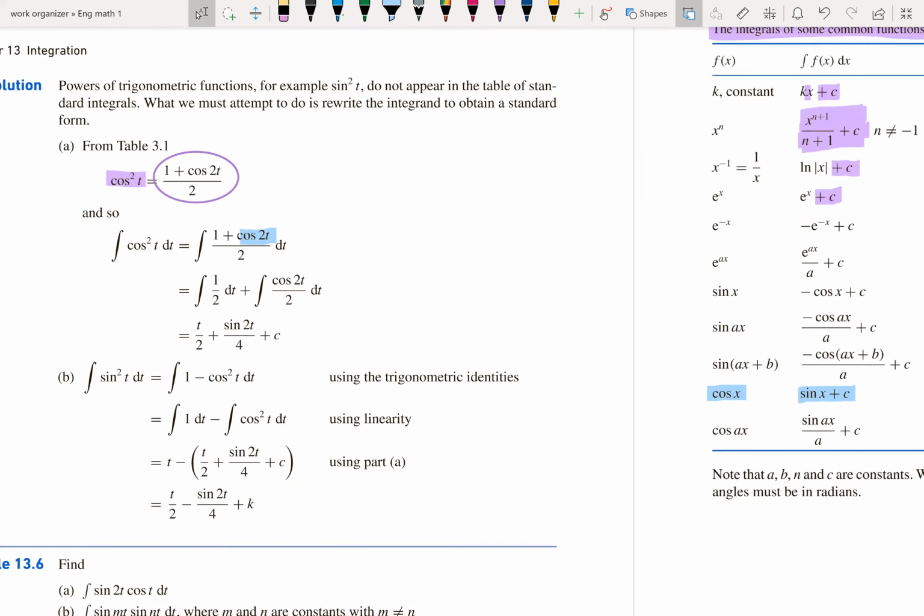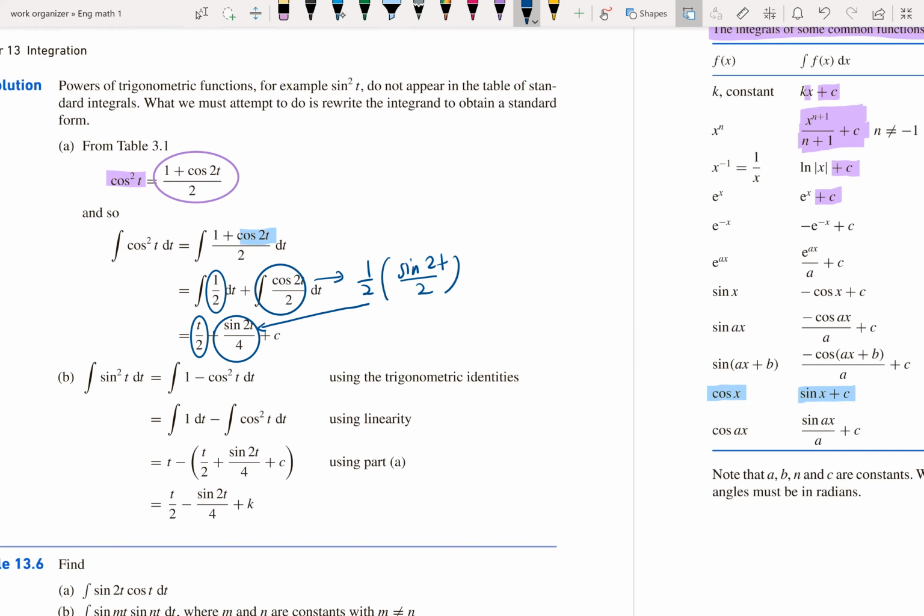So that's it. We just use some linearity. We separate the 1 over 2, and we will get t over 2 and this one, 1 over 2 times sin 2t over 2. So this is the integral for cos squared t.